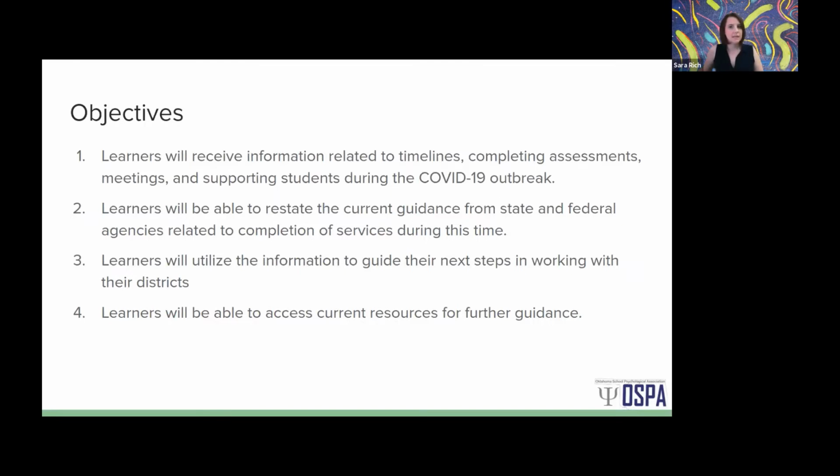Additionally, a key piece of this presentation is really to help guide you to the resources for further information. There are lots of different agencies and organizations that are posting a lot of information right now, and it can be really tedious and exhausting to try to find it all. So this presentation is a start to try to summarize what's out there for you and guide you for further updates as they come out.